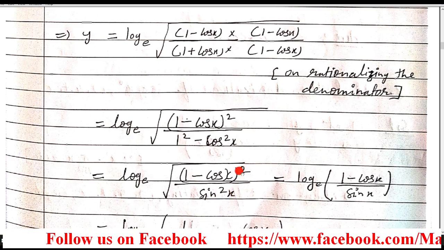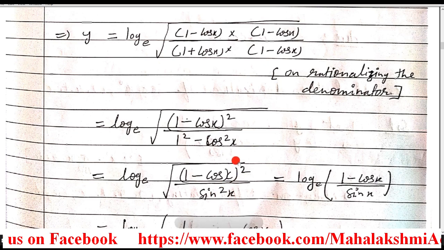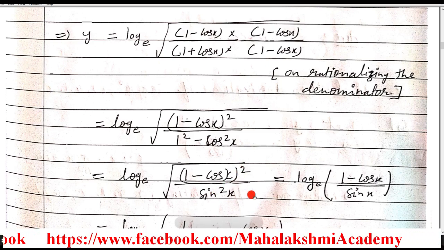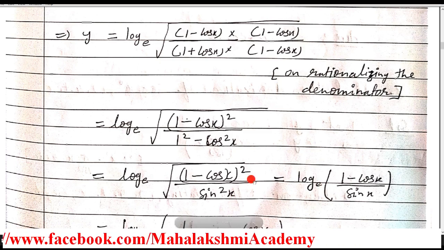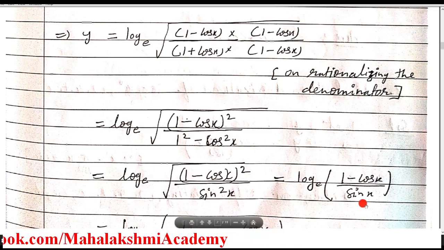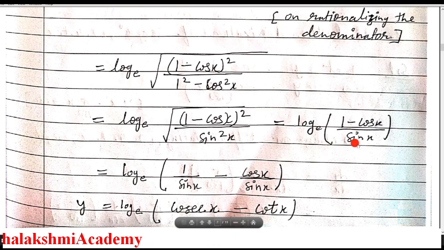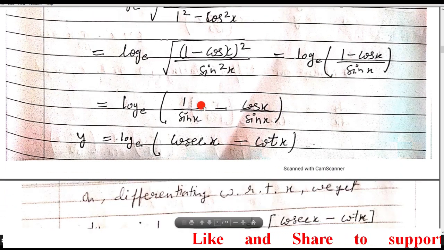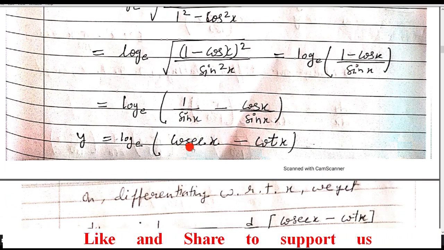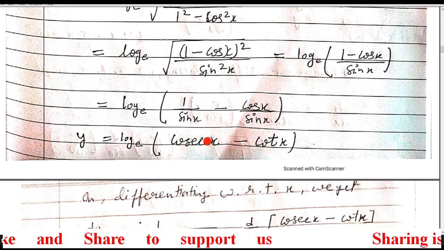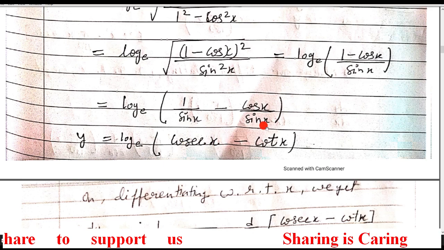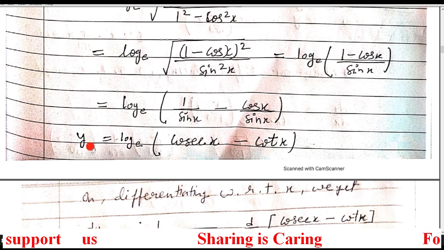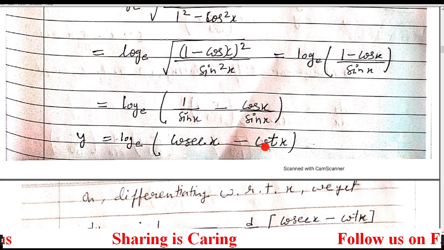Then just see, the numerator as well as the denominator have the square, so the root and these squares will remove each other. We are left only with 1 minus cos x and sin x. Now separate the denominator: it will go with 1 and also with cos x. So we will get 1 upon sin x, and here cos x upon sin x. Now 1 upon sin x is cosec x, because cosec x is the reciprocal of sin x, and cos x upon sin x is cot x. So we got y is equal to log of (cosec x minus cot x).